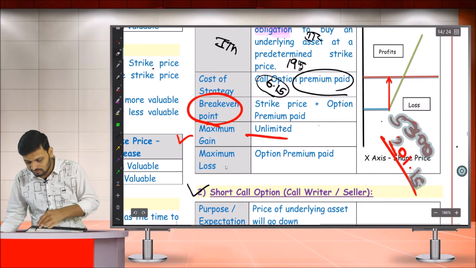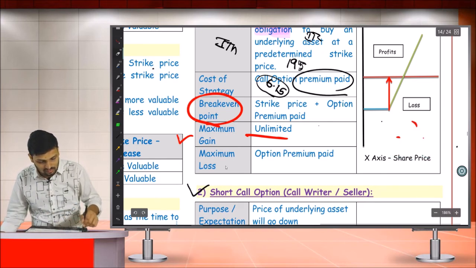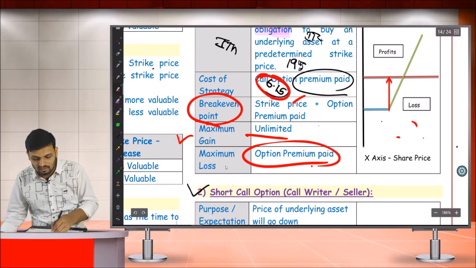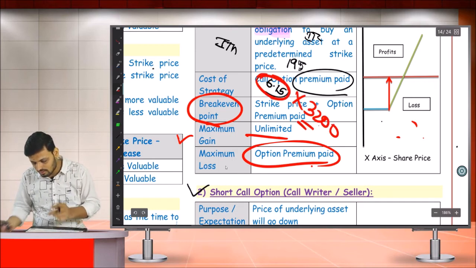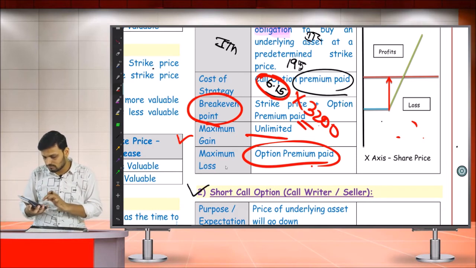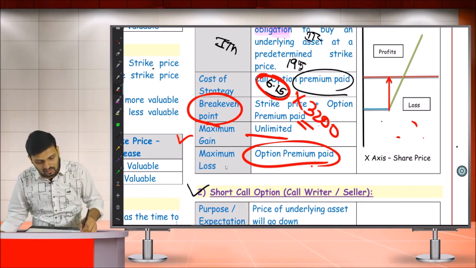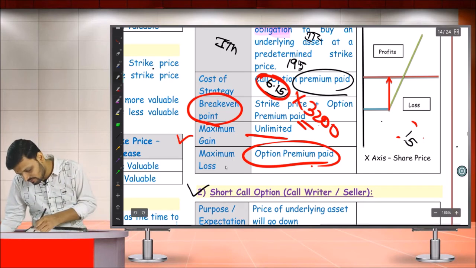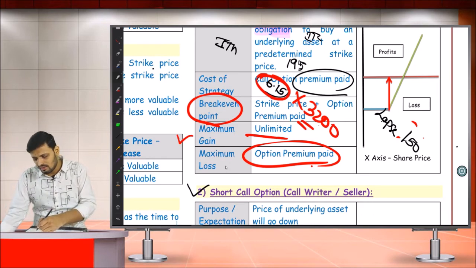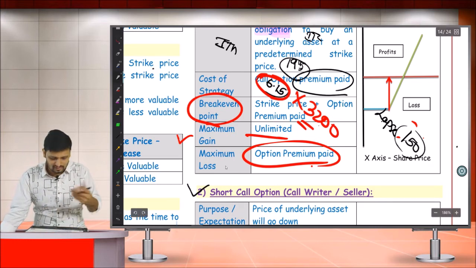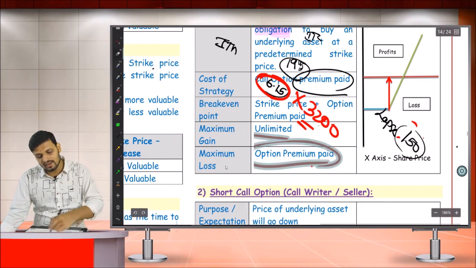Okay, now maximum loss. Maximum loss is option premium paid. So the 6.15 into 3200, that is coming to 19,680 is my maximum loss. As simple as that. Because if the price is coming down, let's say to 150, I will lapse. I will not exercise at all. Why will I buy it at 195 if I can buy from the market at 150 after 3 months? So this was understanding long call option.